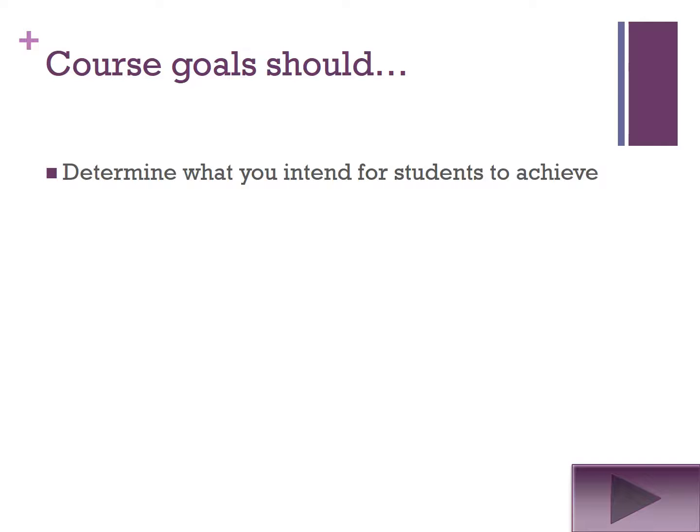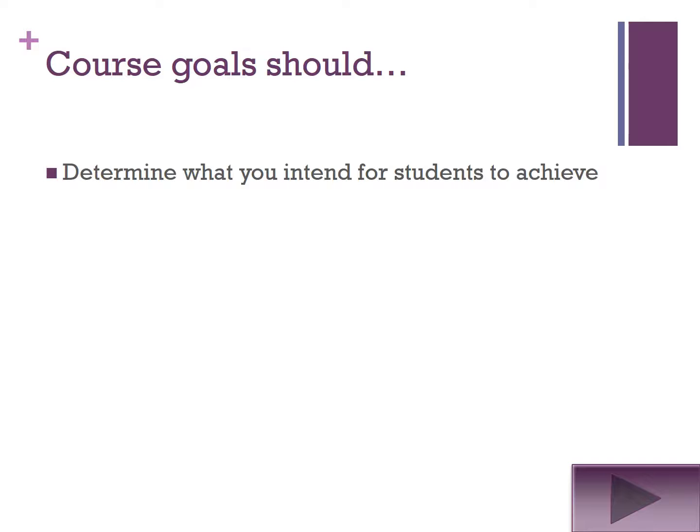You should design the assessment first and then go back and plan the activities that you're going to use to build knowledge for students to be successful on that assessment. Your course goals are also going to influence the books that you choose, the instructional strategies that you utilize, and the sequence of your assignments.